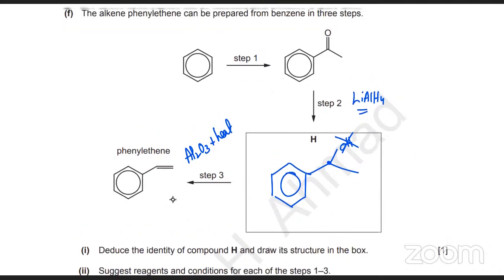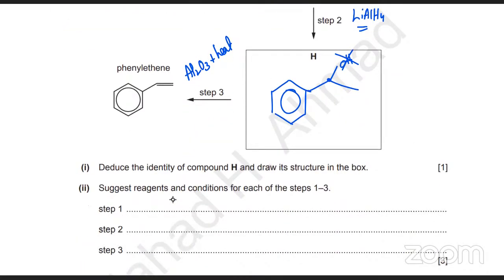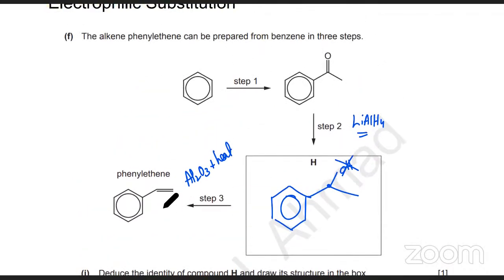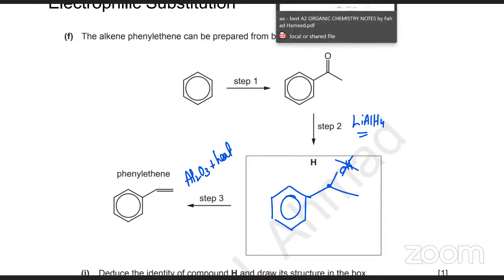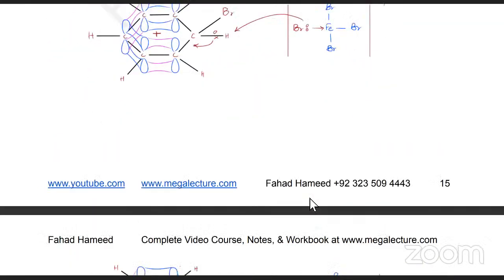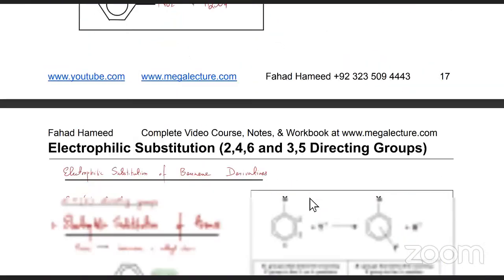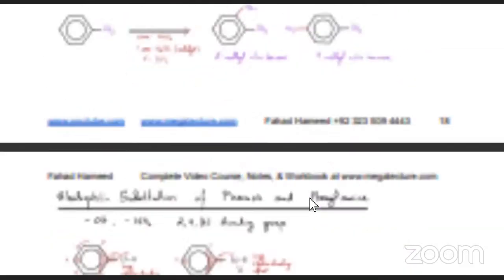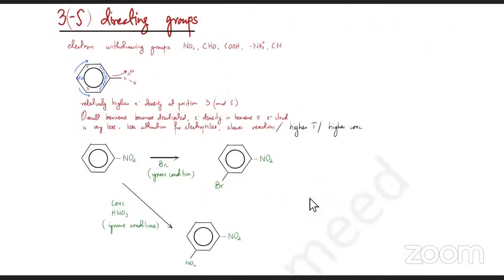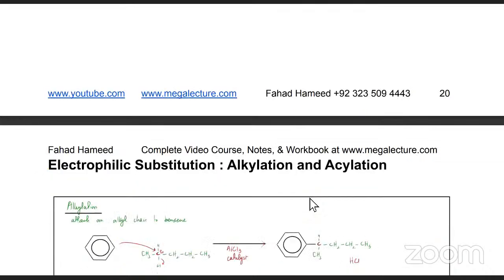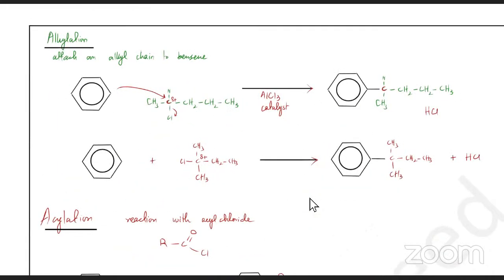As a next one, deduce the identity of compound H. We did that. Suggest reagents and conditions for each step. Step 1 as well. So step 1 is electrophilic substitution. You've got a benzene, and you've got this thing getting attached to it. So what is this reaction? That's electrophilic substitution. If I look at the notes in electrophilic substitution, right at the end, right after 3, 2, 4, 6, and 3, 5, there's a thing called alkylation and acylation.